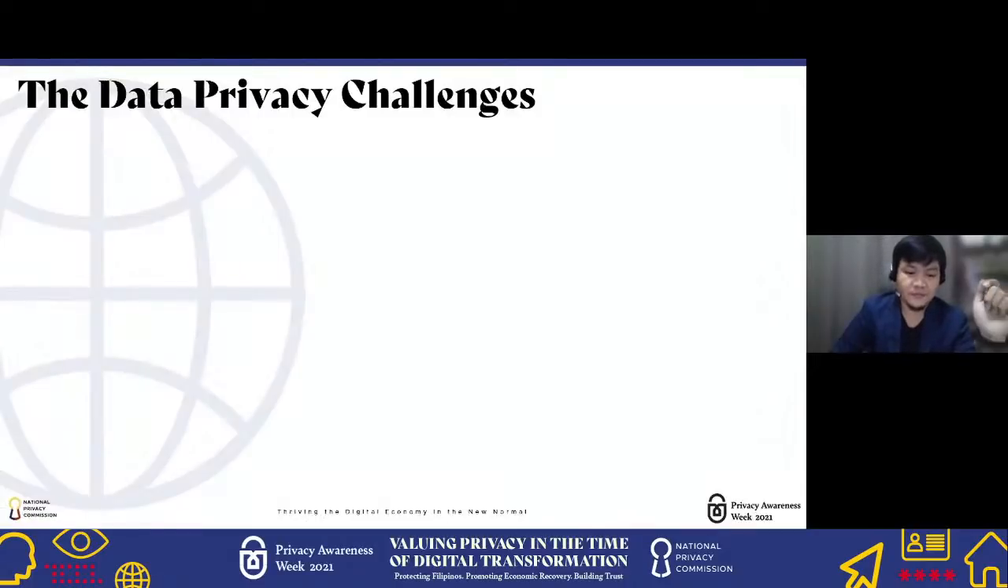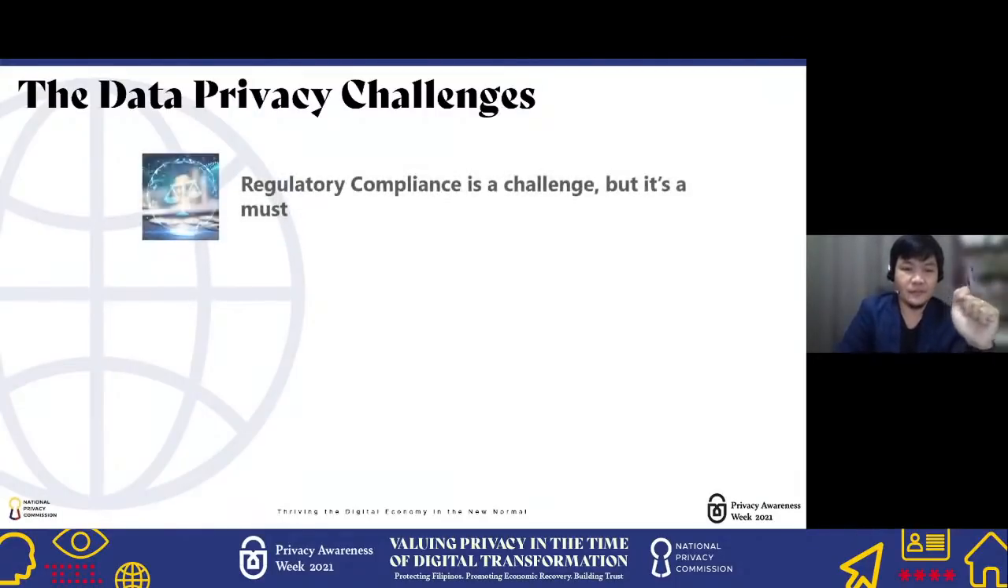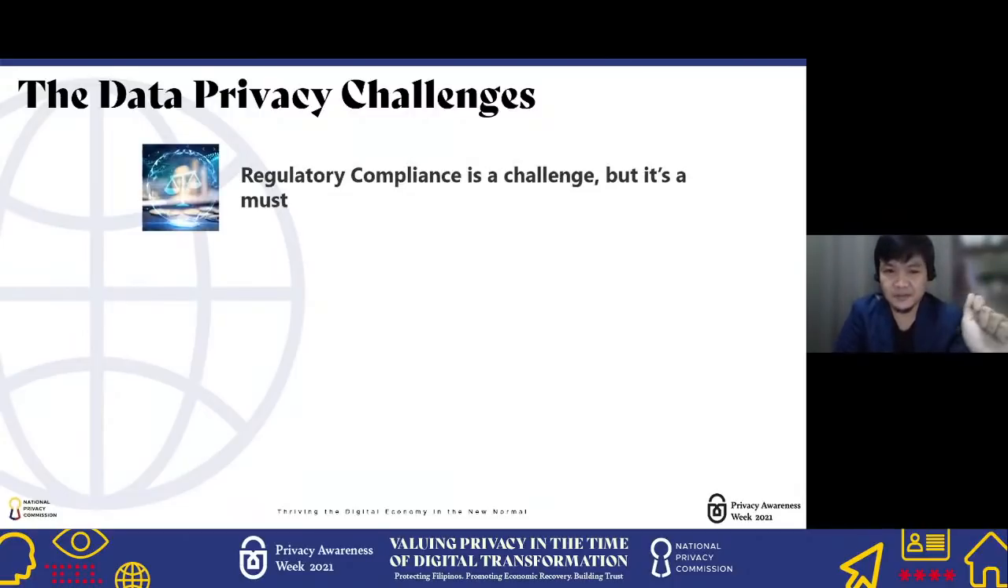So I've put in here 3 data privacy challenges from the point of organizations as well as consumers. The intention is not really to provide an exhaustive list. So number 1, it's about compliance to regulatory requirements, such as our own Data Privacy Act of 2012. If you think about it, compliance really is your license to do business. And so complying to the Data Privacy Act is a key enabler for continuous business operations.